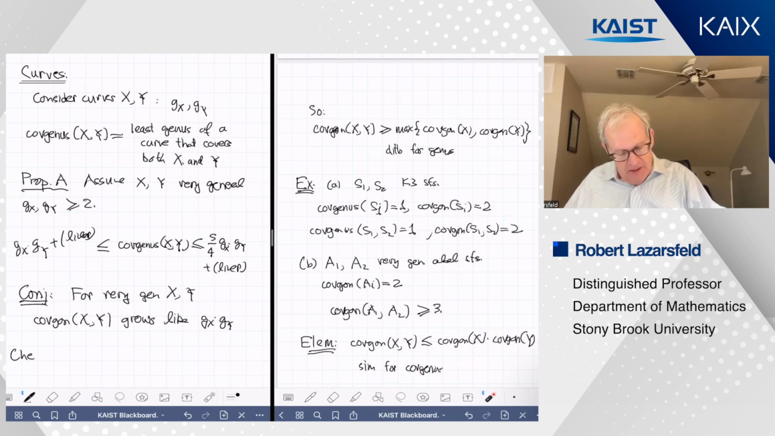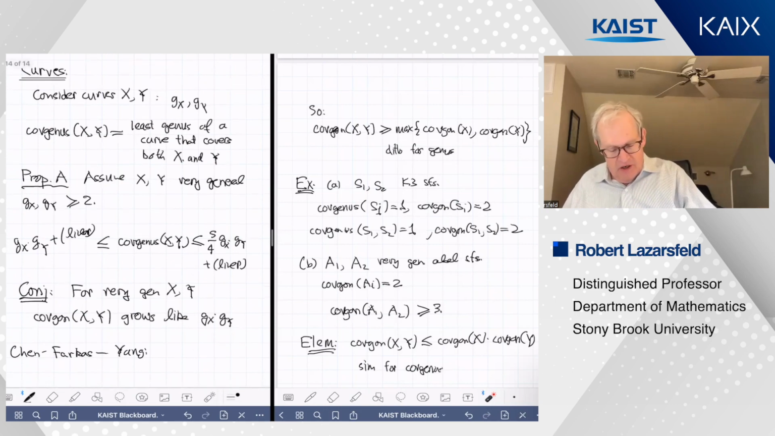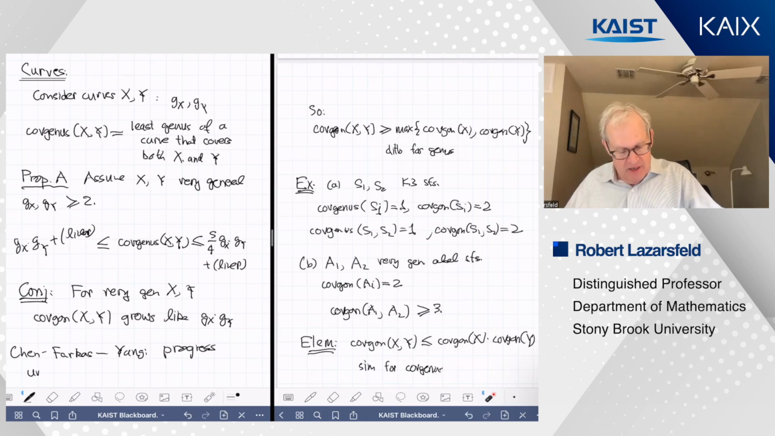Now, there has been some progress by Nathan Chen, Gabi Farkas, and Riji Yang, and it's not 100% clear what the current status is, but let me just say they've made progress under some additional hypotheses on the curves.